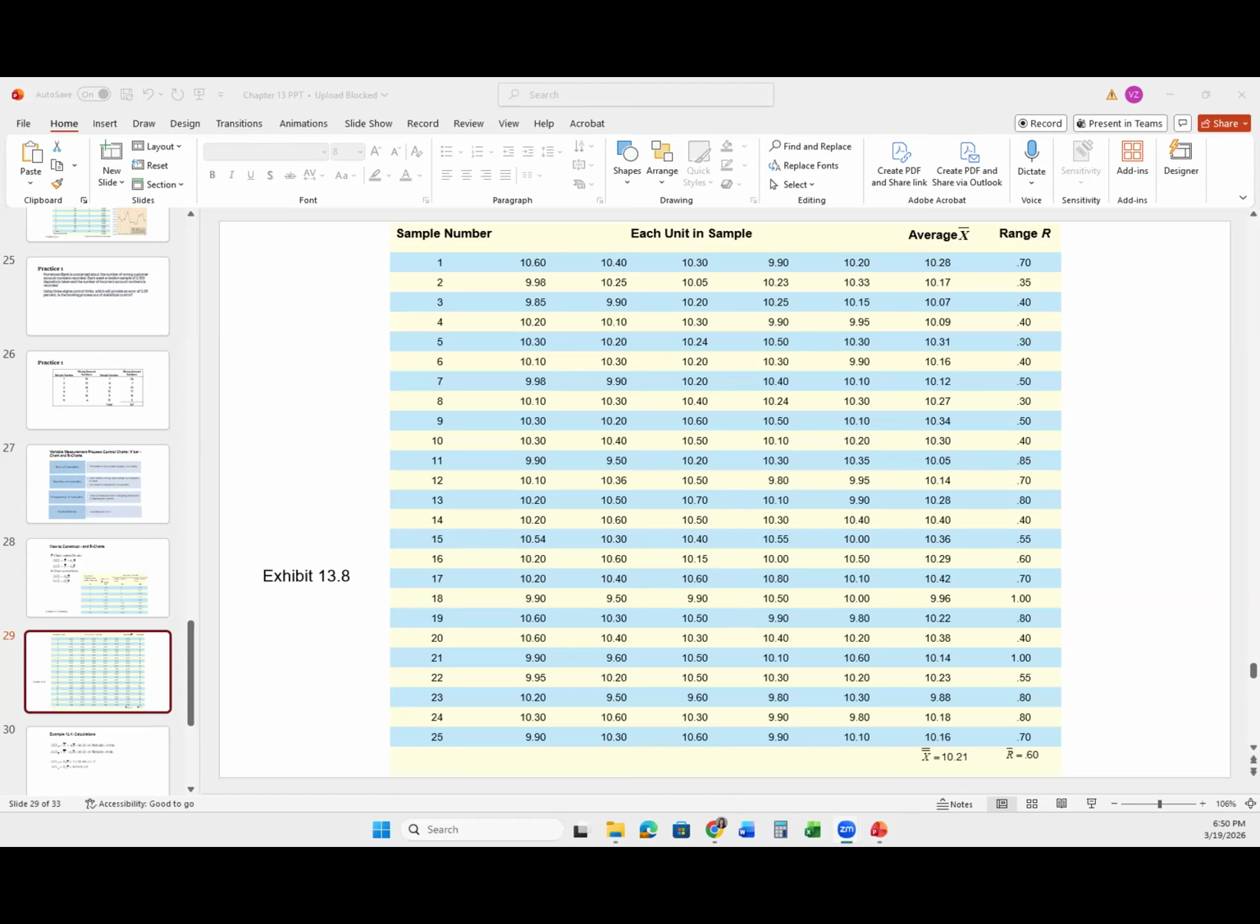Sample size means the size of the samples. So it means how many units in each sample. So how many units for each sample? Take a look at the table here. 25, 250. Okay. Oh, sorry, no. How about this? 5 per sample.